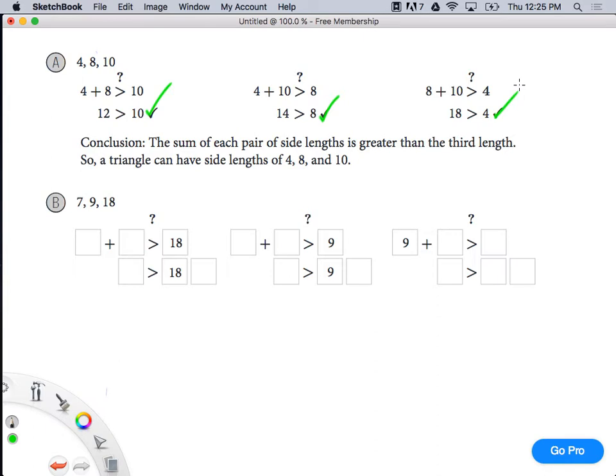So it can be a triangle. Does that make sense? Check. Now let's take a look at this one. I have 7, 9, and 18.